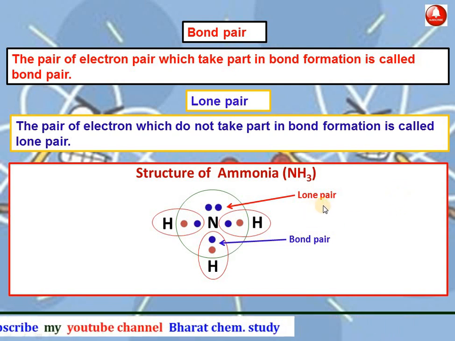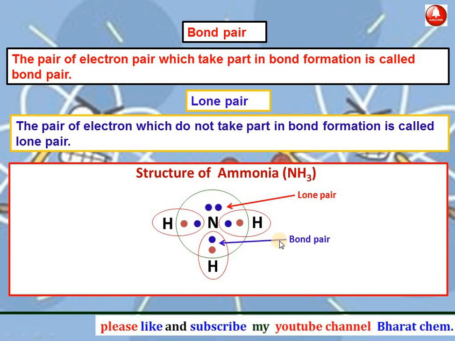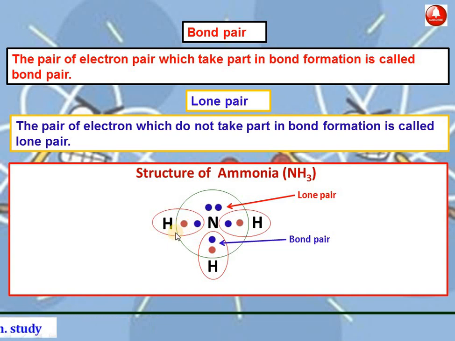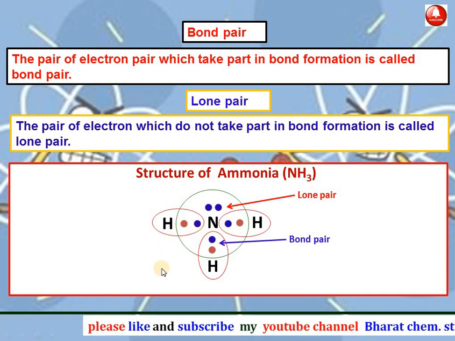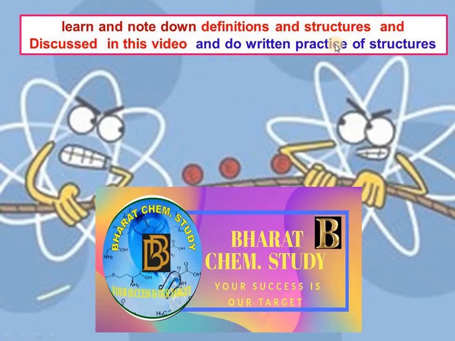Always remember, pair means 2. So here in the case of ammonia there is 1 lone pair consisting of 2 electrons and 3 bond pairs, 1, 1 and 1, that is 3 bonds each containing 2 electrons. Therefore the bond pairs are 3 and the lone pair is 1. So learn and note down the definitions and structures as discussed in this video and do written practice of the structures. That's very important for you.